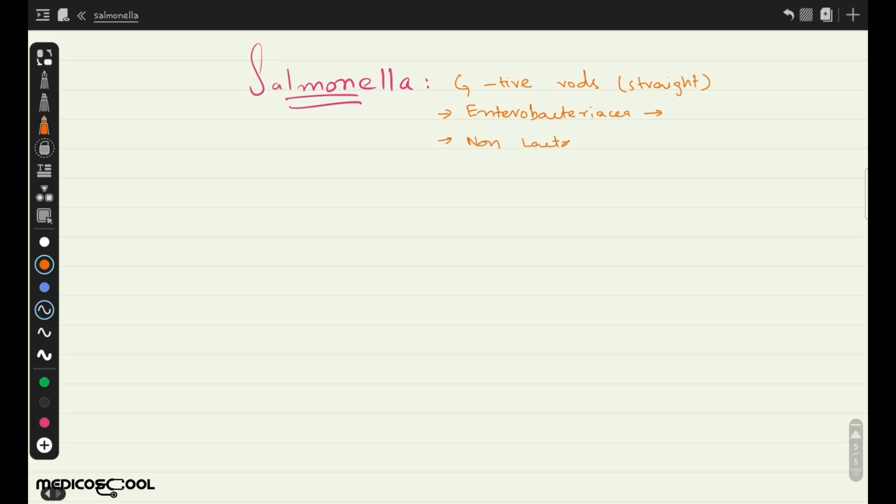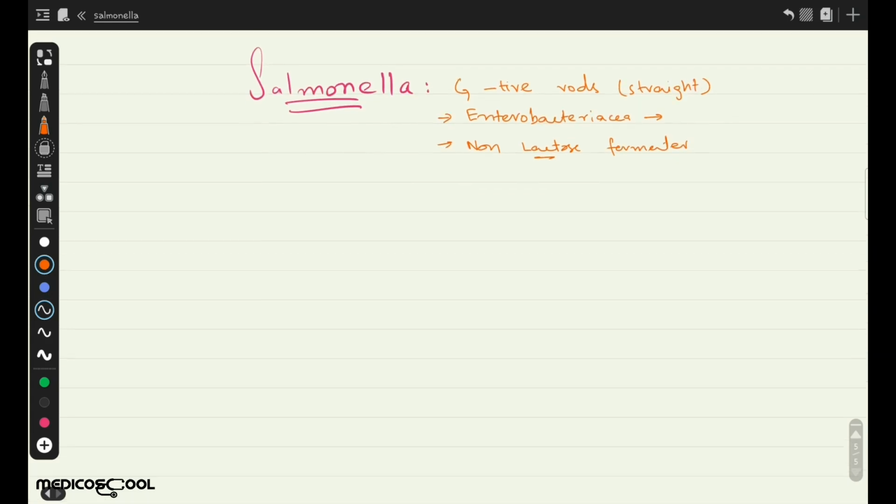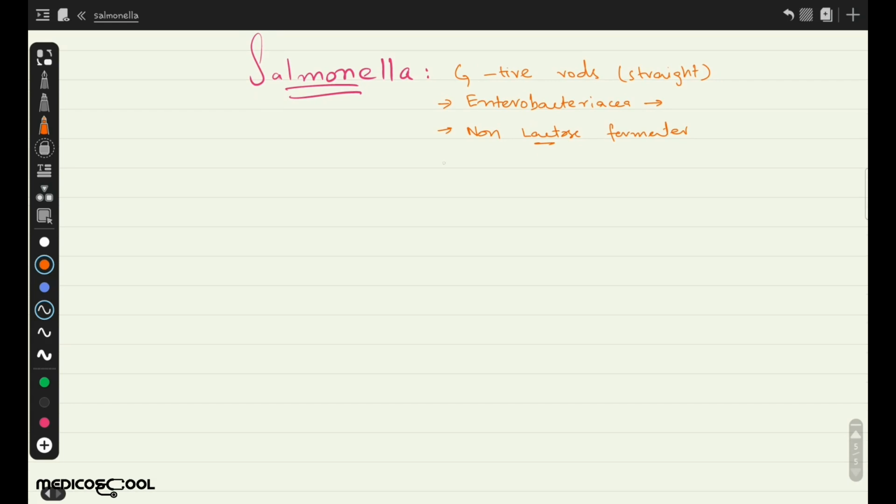non-lactose fermenter, in contrast to E. coli, which are lactose fermenters, and this property will help us in the lab diagnosis. The fourth property of the Salmonella genus is that it produces H2S, and it also helps in the diagnosis of Salmonella in the lab.